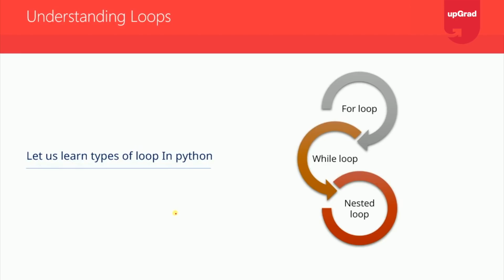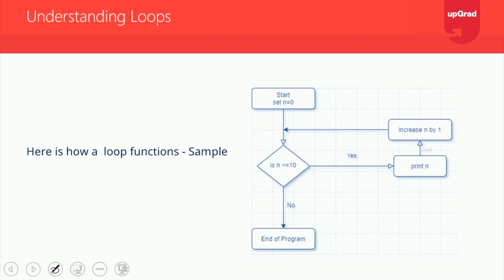Here we have three different types of loops in Python. One is the for loop, second is the while loop, and third is the nested loop. Let us look at these loops one by one. Before we start coding demonstrations with loops, let us understand the anatomy of a loop. Here I have taken an example of a flow chart. This flow chart will help us in understanding how a loop works in Python or in any programming language.